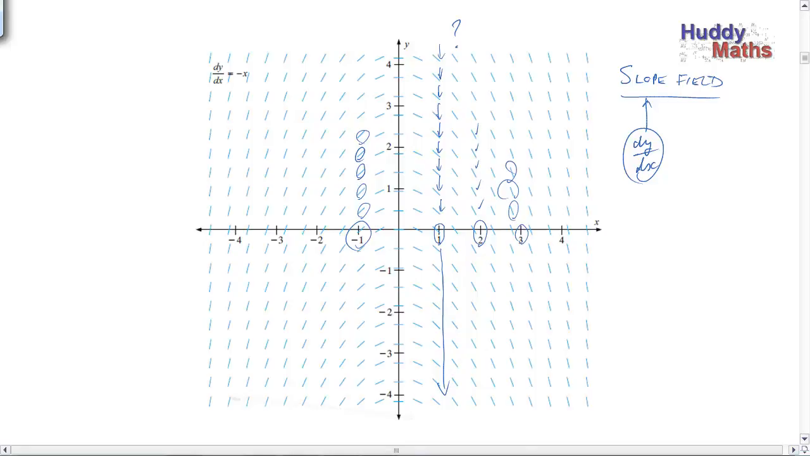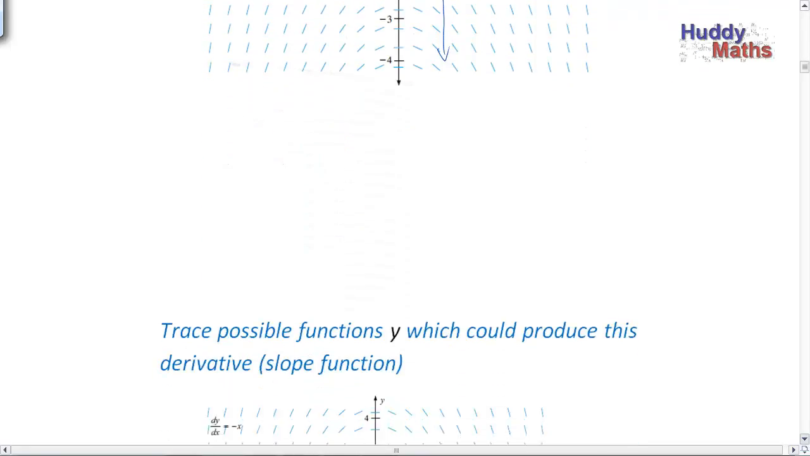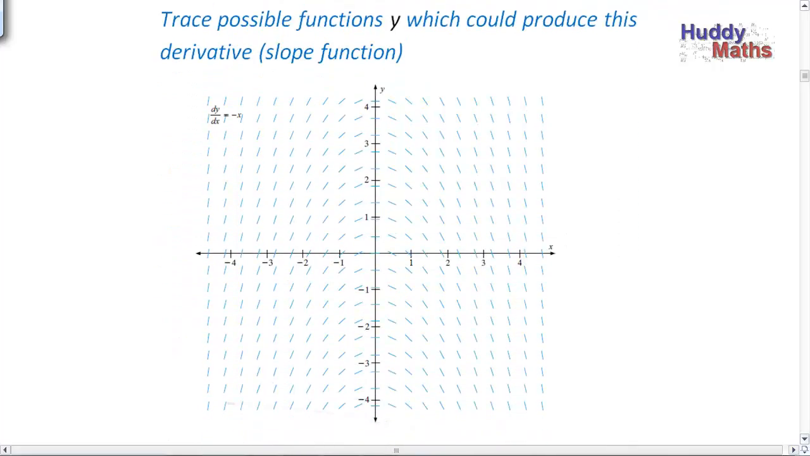Let's investigate this a bit further. Come down and let's see what we can do. Trace possible functions which would produce this derivative. So let's say we've got a function going through x equals 0 and that value y equals 1 there. The tangent, it must go there and then here. That's got to be a tangent. See what I'm doing? I'm following the tangents here and I've got to obey the rule. So I'll pick it up there and I can't go across the tangent lines. I've got to follow them there.